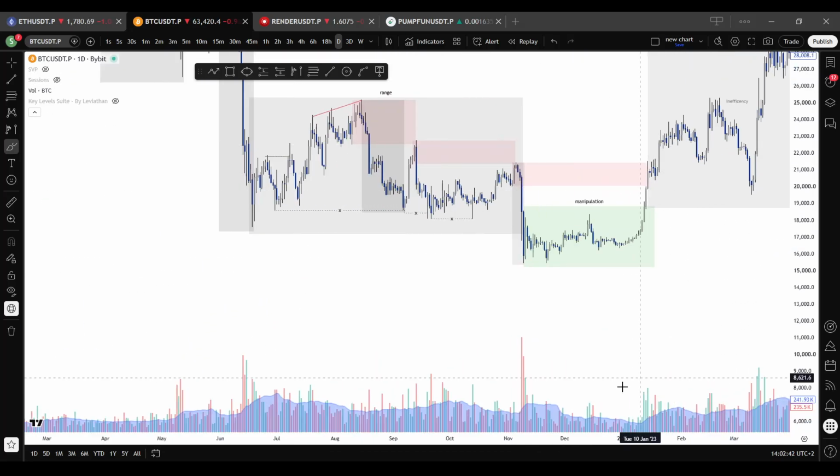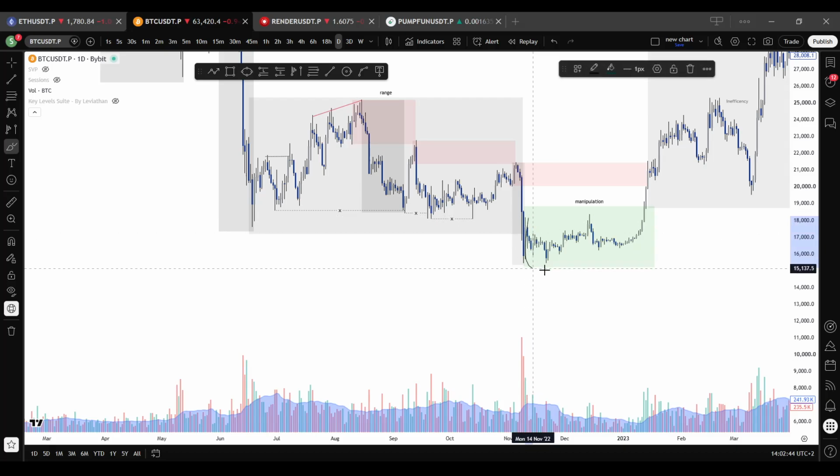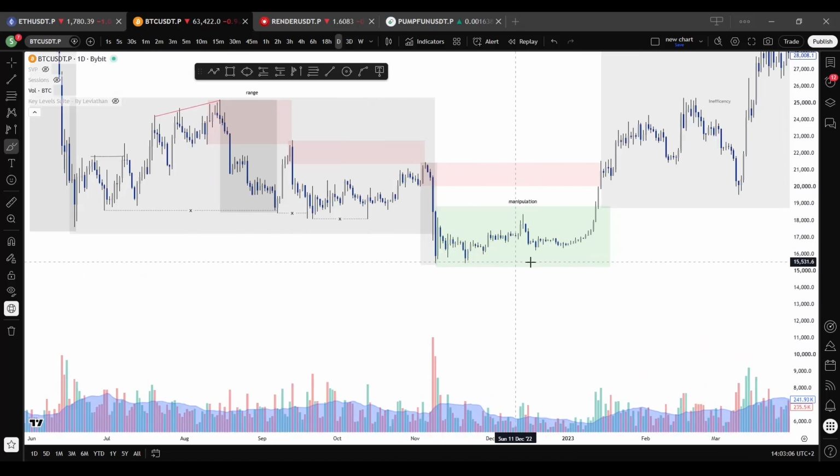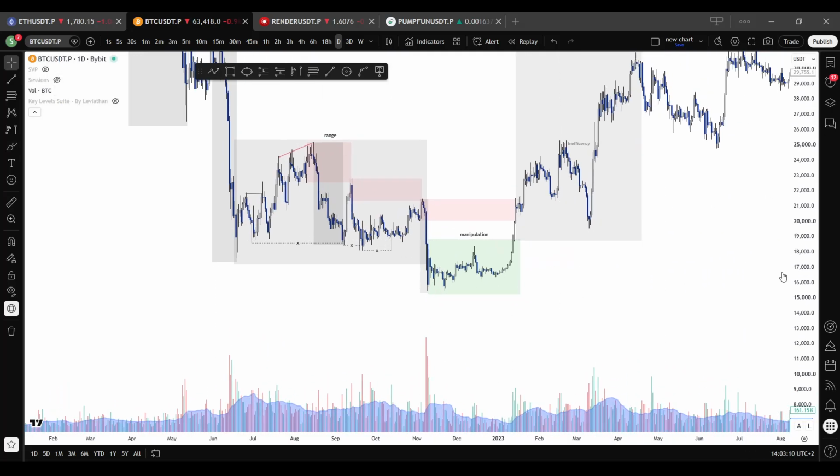And that was actually the time period big whales were able to accumulate, because the majority of retail left the crypto space. They lost a bunch of money, so they rotated into different assets like gold or S&P 500. So Bitcoin kind of lost its attraction, and people weren't looking at Bitcoin anymore. And that's not really what we're seeing now.